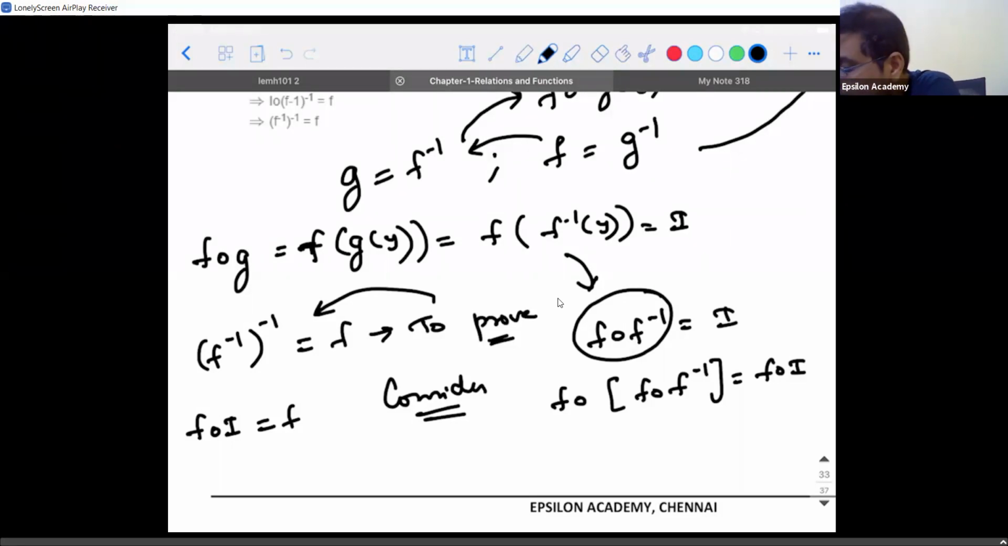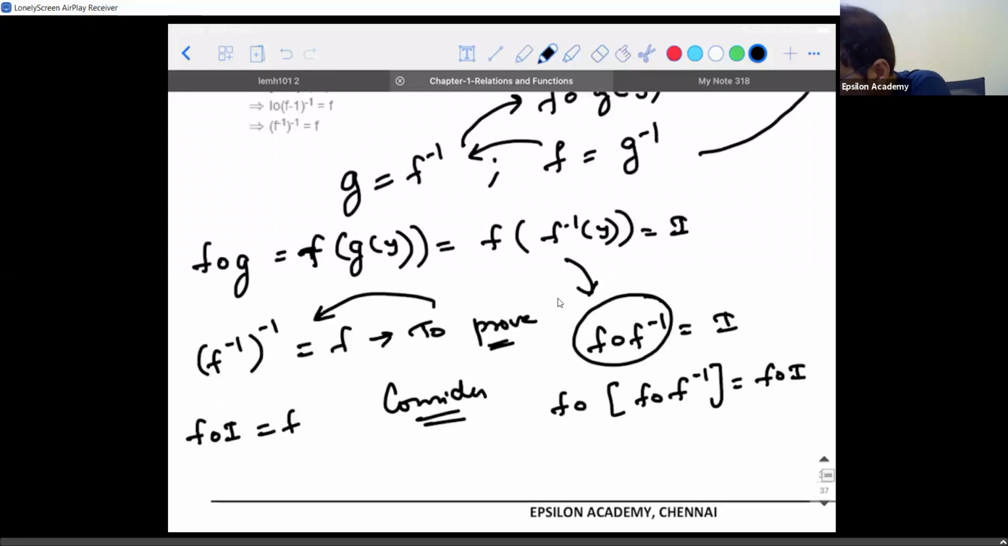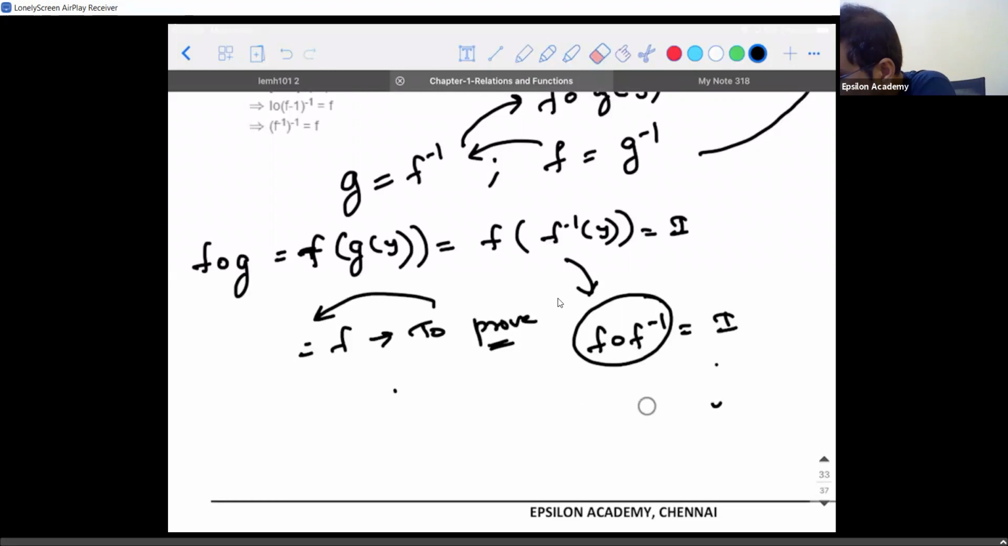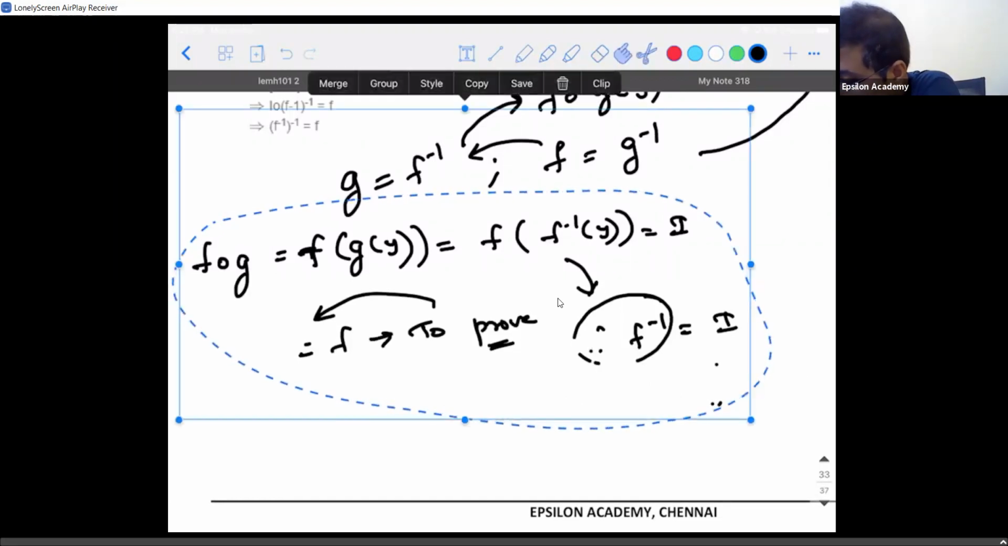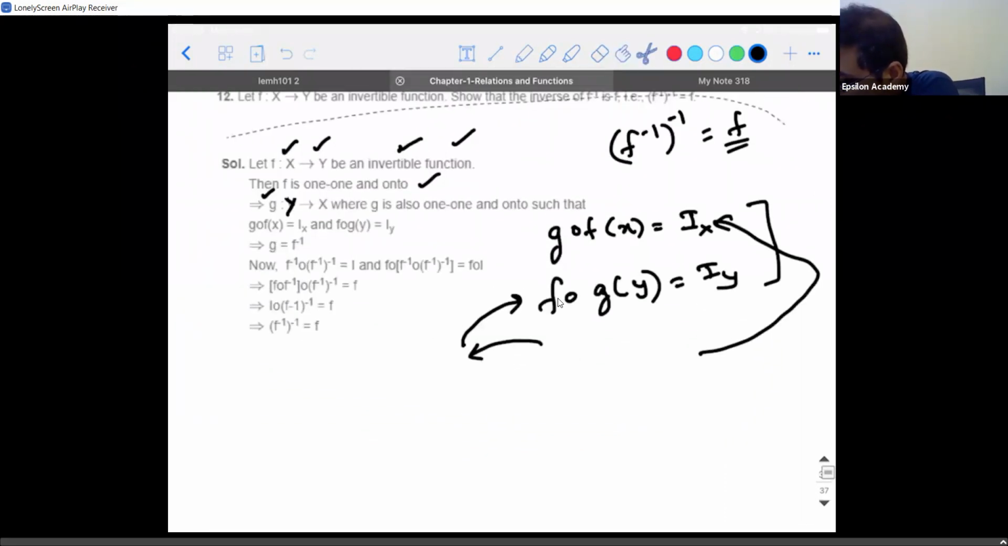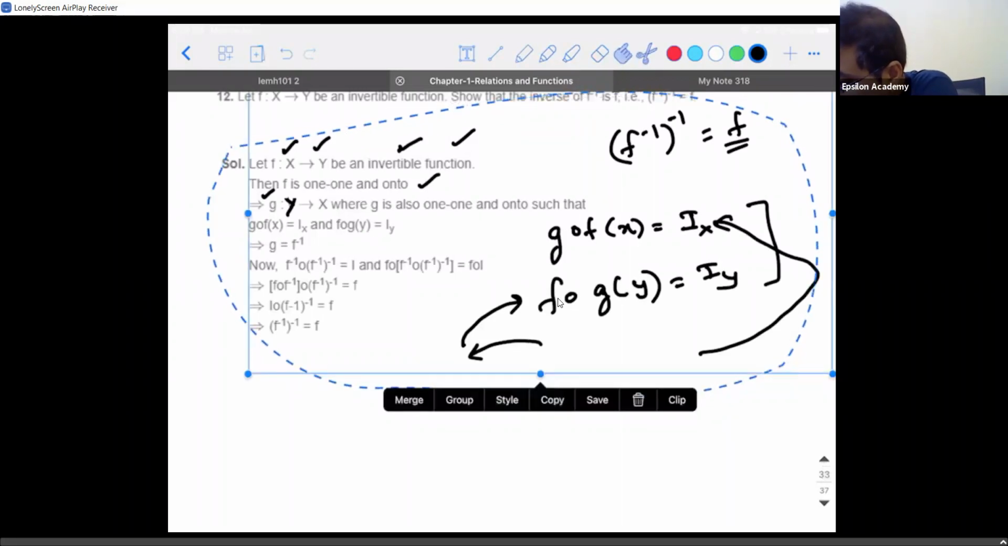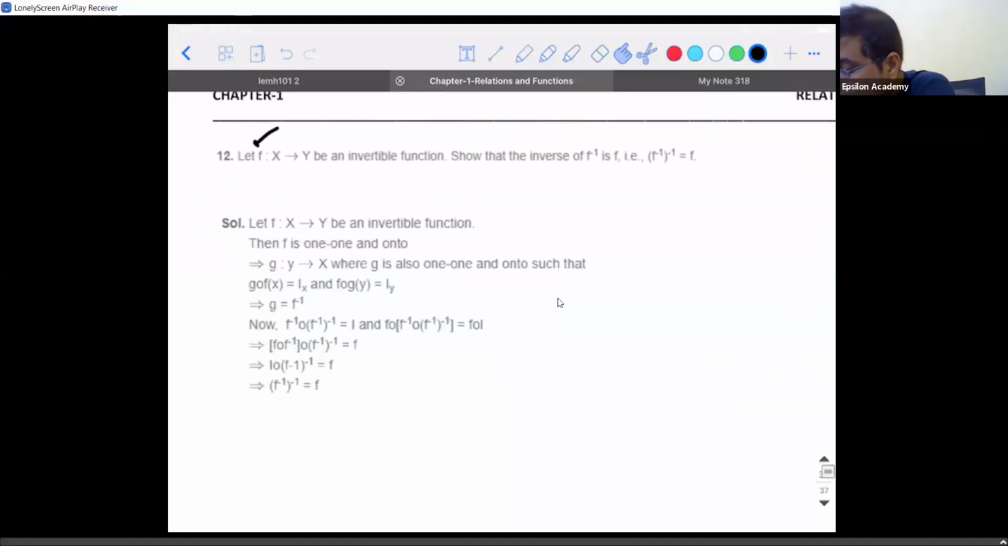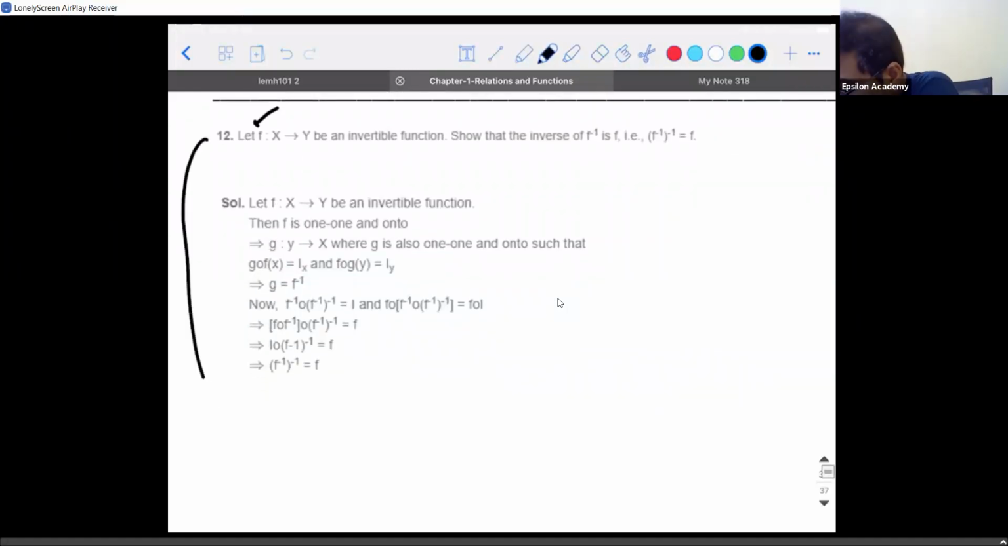Did you understand what I did? I will write it again. Listen, I'll repeat this problem. Listen, guys, this is a little bit tricky one. So first thing, what they are saying is F is a function mapping from X to Y that is invertible. So what can you conclude? F is 1 to 1 and onto.